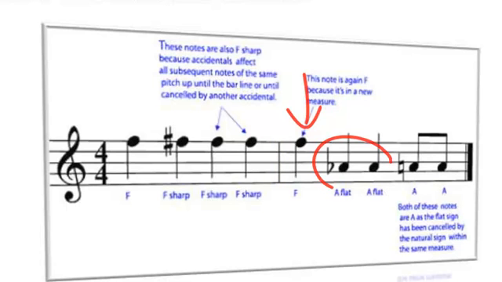Then we have A flat. The next note would also be A flat. And then you see the natural sign in front of the A. That means that that A is going to be A natural, as well as the last A.